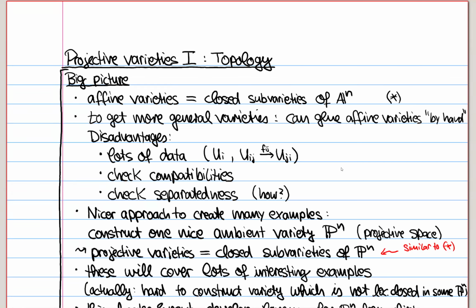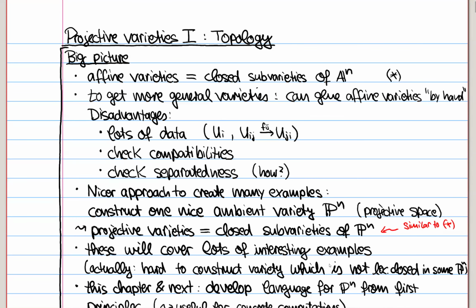So instead, what we are going to do is create lots of new examples by constructing again a nice ambient variety Pn, which is called projective space, which we're going to see in this video. And then we get projective varieties as closed subvarieties of this Pn, very similar to this setup. And then this ambient variety also gives us things like coordinates, which we're also going to see today, which we can use to describe these projective varieties.